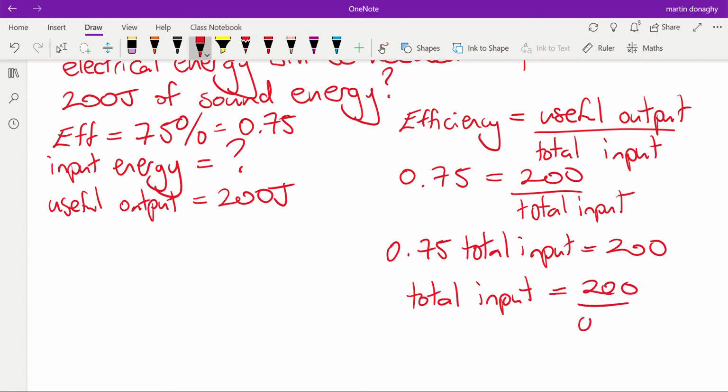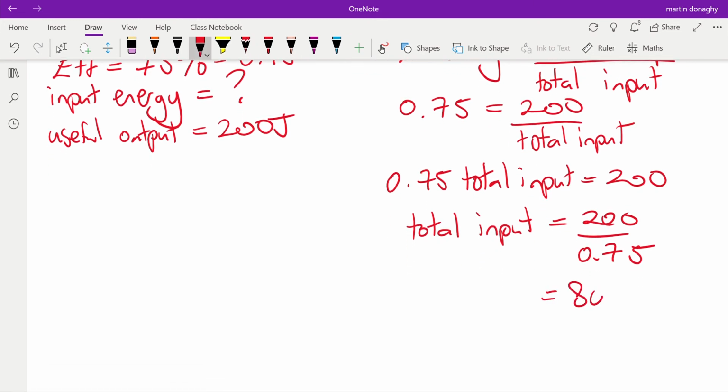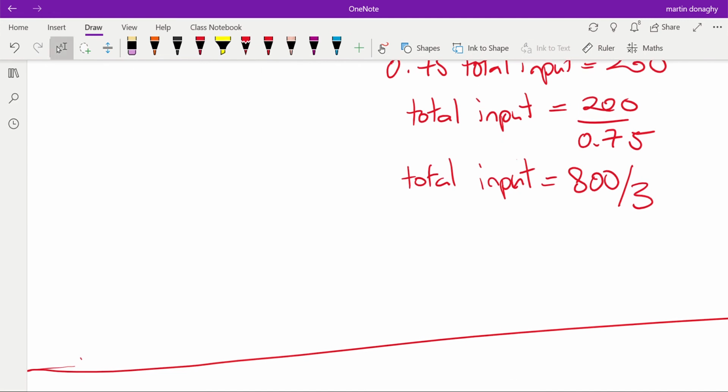200 divided by 0.75, and if you type that into your calculator, you will get 800 divided by 3, which is what, 267 joules.